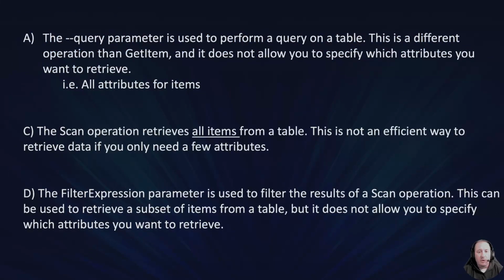If you're using the query parameter, this will allow you to pull an item up, but it won't allow you to specify attributes to look up specifically. If you use a scan, scans are very inefficient. They return all items, so that's definitely not what we want in this case. And then the filter expression parameter is used to filter your scan items, but you're not able to specify which attributes you actually want from it.